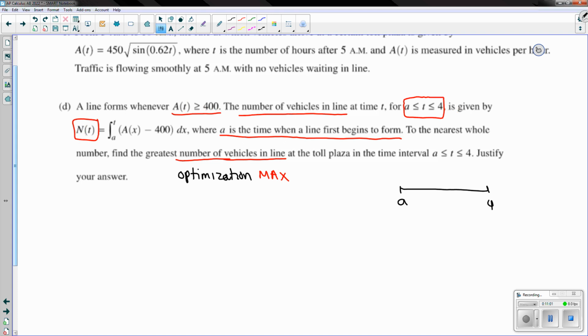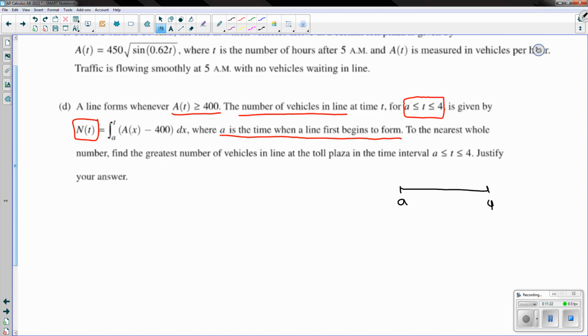One other thing to note, along with rounding our final answer, is we don't want to just end the problem where we find the time when it would happen, because it's asking find the greatest number of vehicles. So once we know when it happens, we're going to have to evaluate the function n at that time to determine the greatest number. Okay?